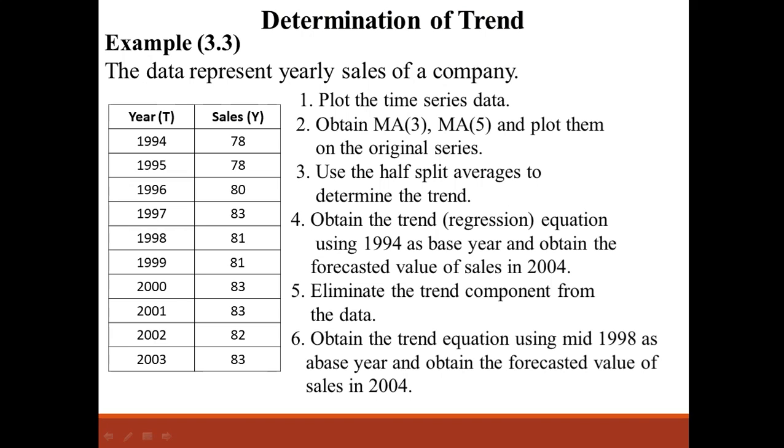We will put 1994 as a base year by converting all years to T. In 1994 we will put T equal to 0, 1995 will equal 1, 1996 will equal 2, and so on. You want to eliminate the trend component from the data.